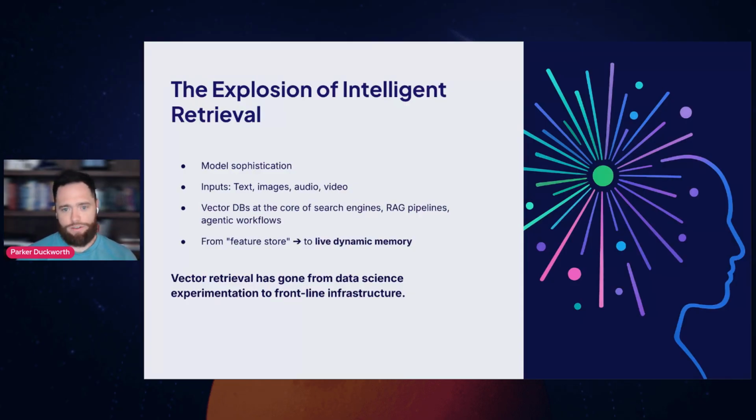Why are we talking about vector databases at all? It's a great question. And I think this can be easily attributed to the fact that the popularity of intelligent retrieval has exploded. I mean, we're in the era of ChatGPT, and we've seen the sophistication of models grow exponentially over a short period of time.